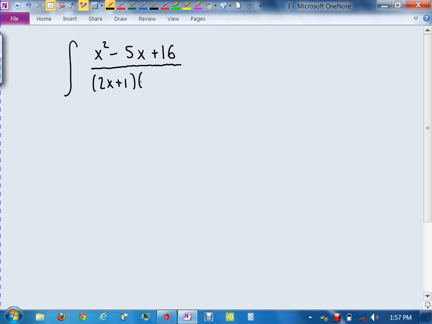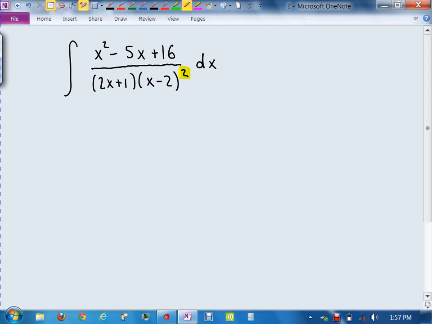Integral x squared minus 5x plus 16 over 2x plus 1 times x minus 2 squared dx. So we have, first time this has happened, we have a squared here, don't we? Do we need to do long division? Why not?